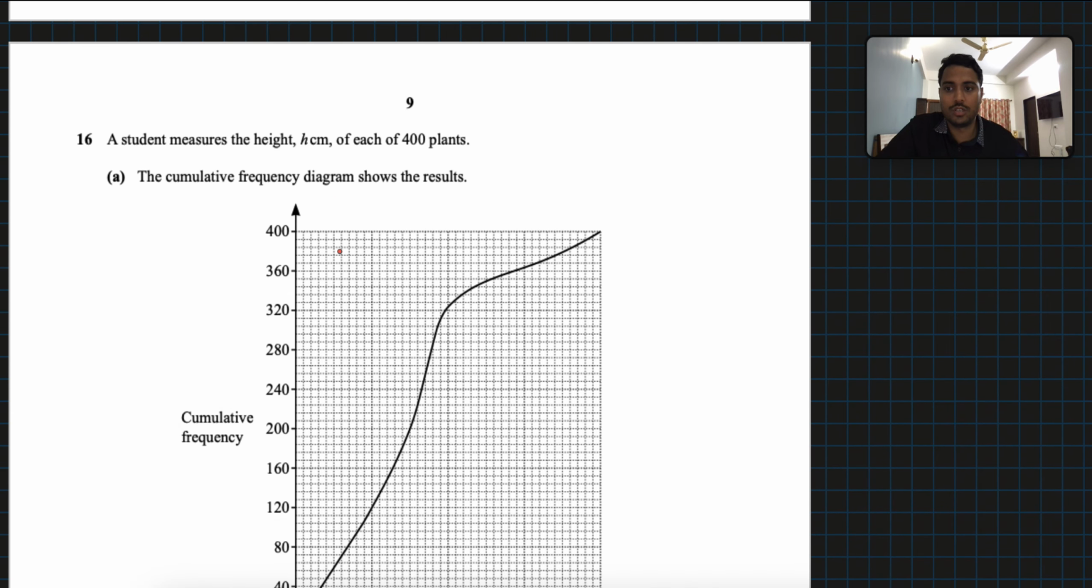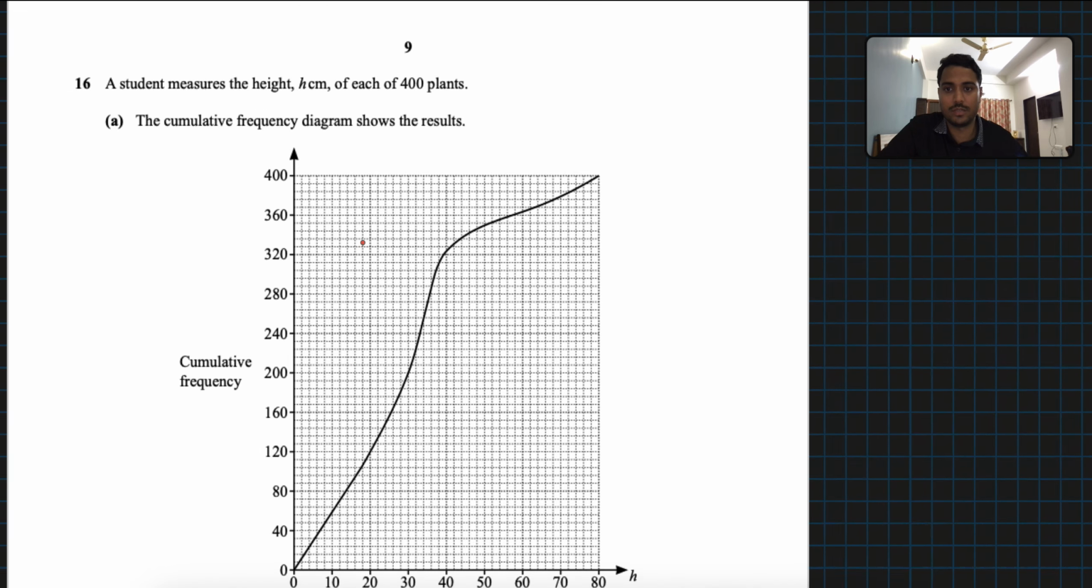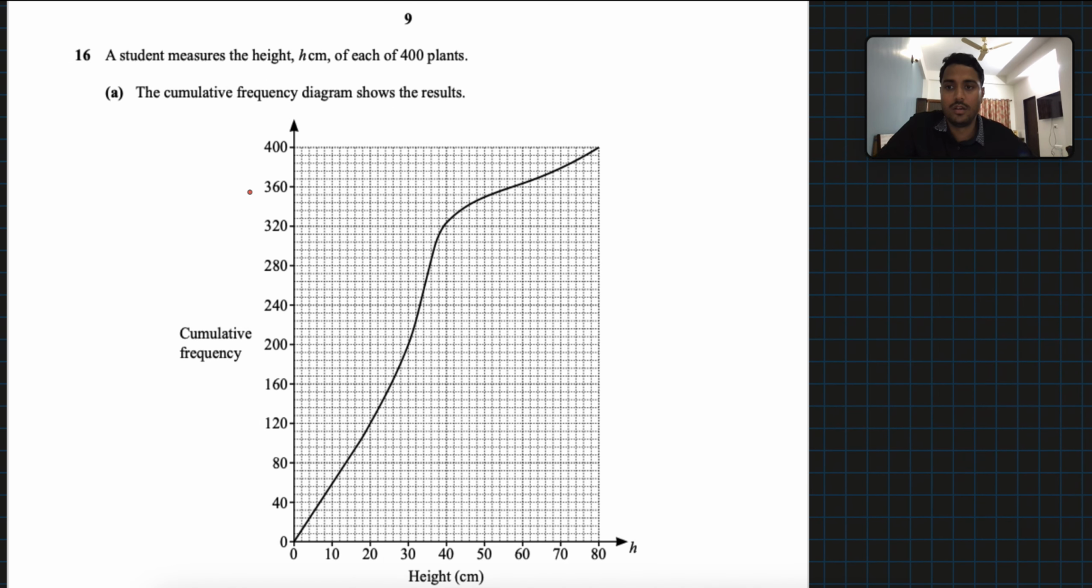Moving on to question number 16. So this is based on statistics. It says a student measures the height h centimeters of each of 400 plants.